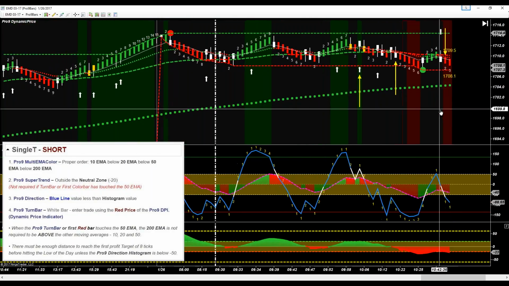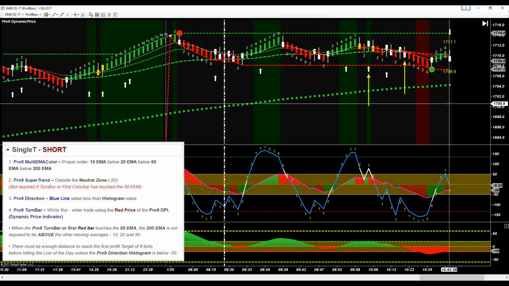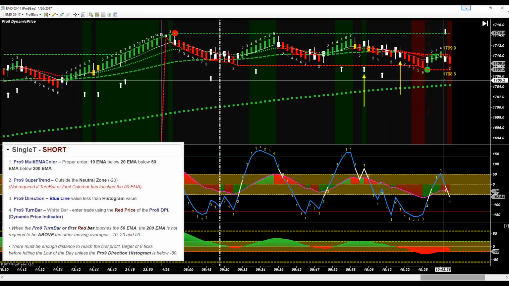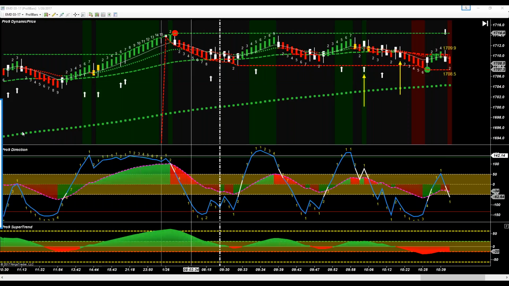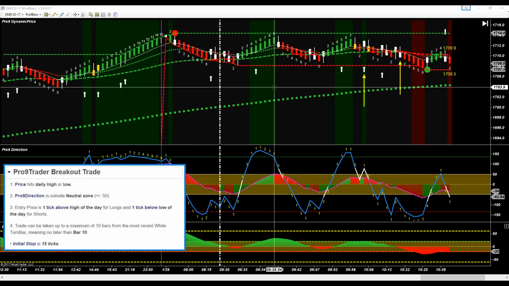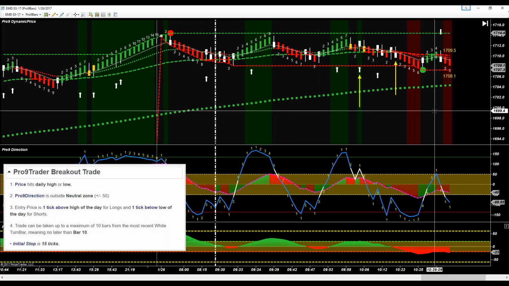But let's say we missed this single T entry, right? Dog was tugging at my pant leg, something happened, whatever the reason, can't enter this trade. Missed it, can't get a retracement. How can I be prepared to get in at another entry point? Well, I do notice that I'm getting kind of close to the low of the day. And we have a trade setup for that.